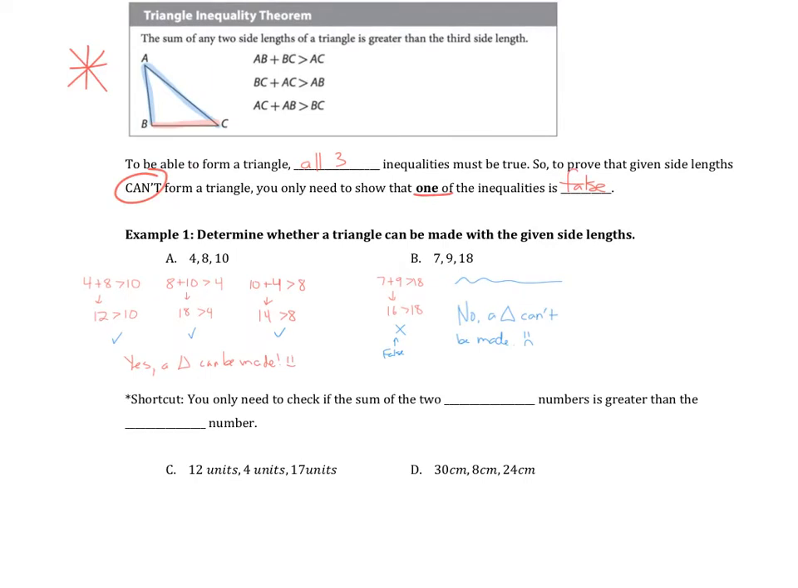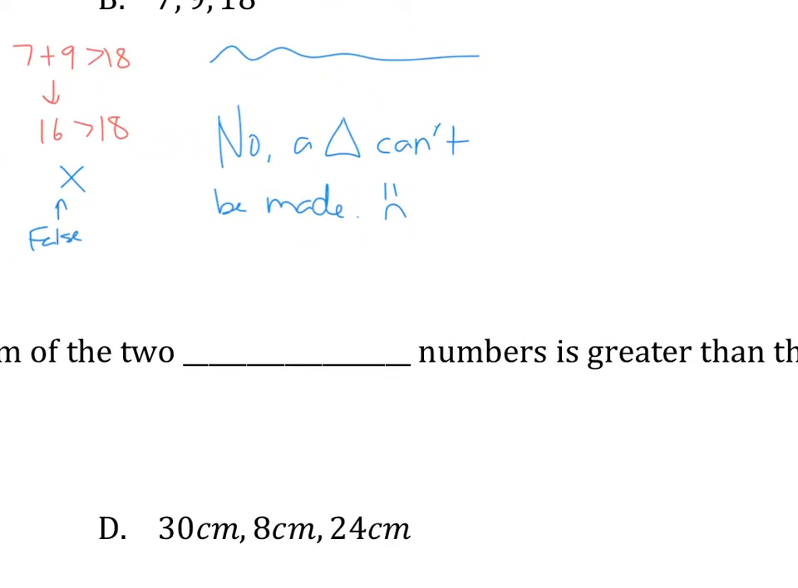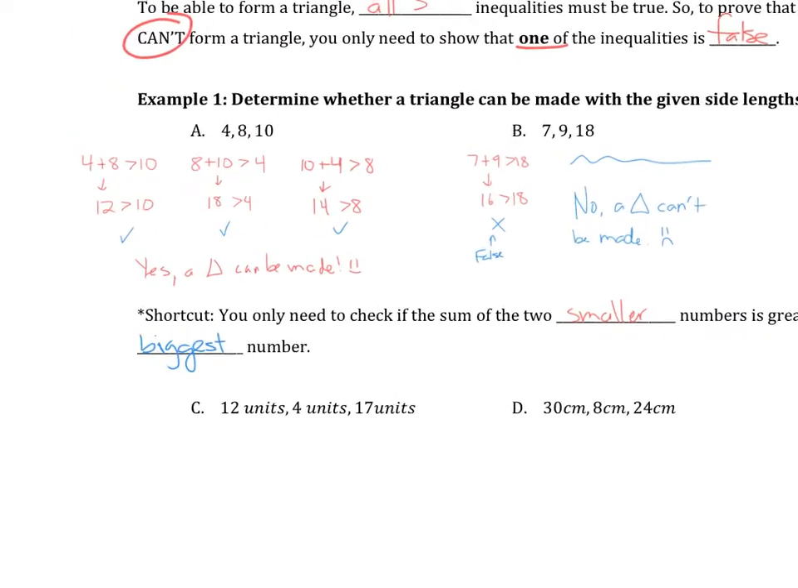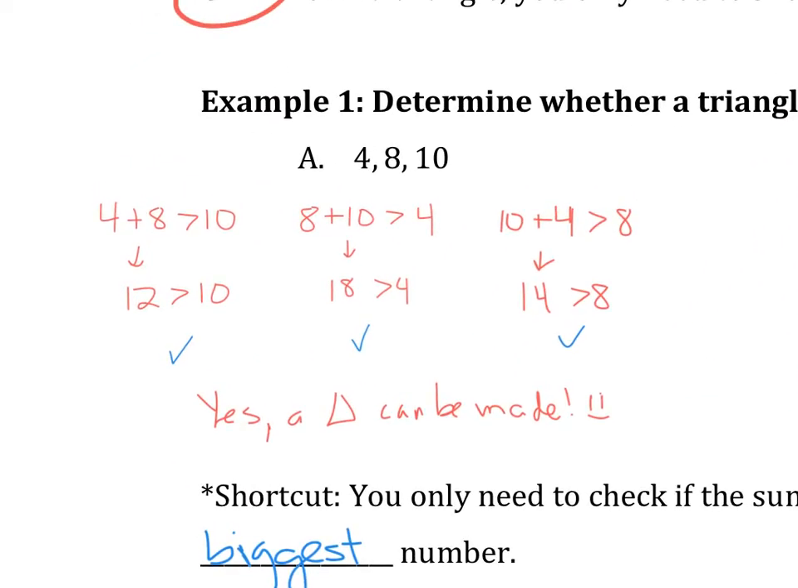Now, you may have noticed while doing the first problem, example A, that there's kind of a shortcut because you really only need to check one of them. And the only one you need to check is if the sum of the two smaller numbers is greater than the biggest number. So, for example, in example 1, letter A, we already know that 8 and 10 are bigger than 4, just on their own. So since 8 and 10 is bigger than 4, we already know it's going to be bigger. And 10 is already bigger than 8, so it doesn't matter what I add to it, that's still going to work. Here, this first one is the only one that we're not sure of.